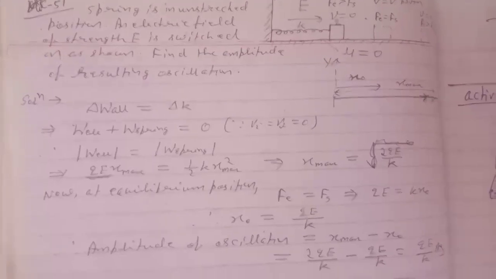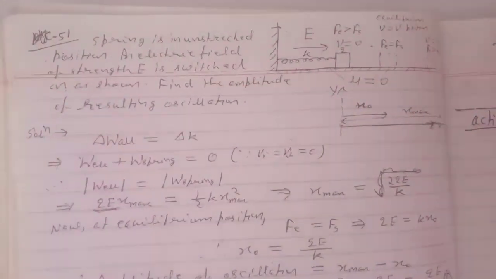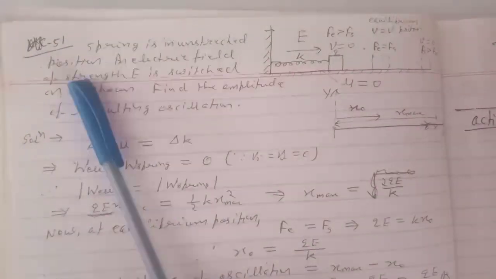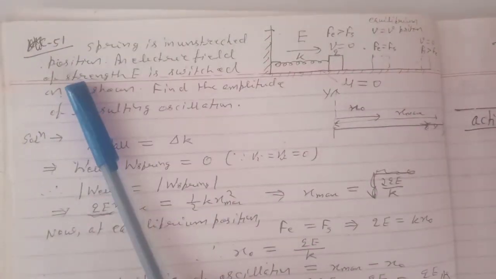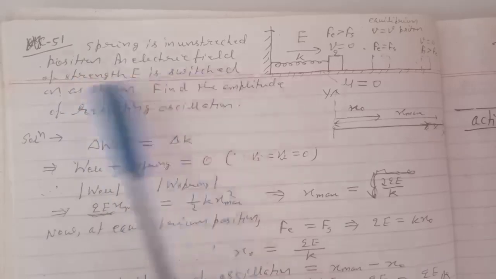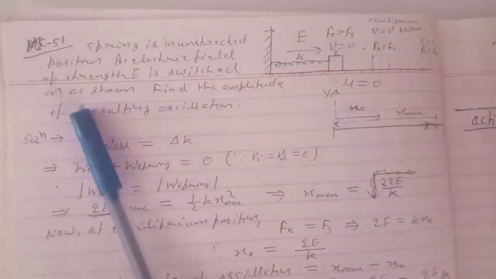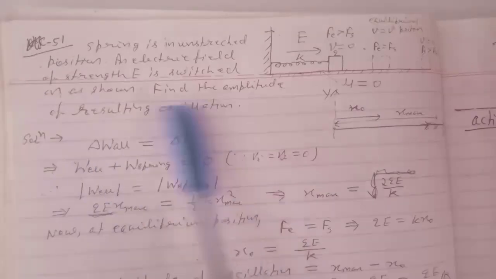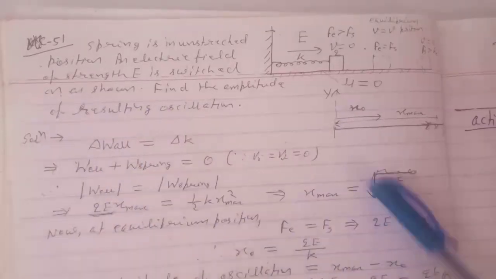Next question. A spring is in an unstretched position, and an electric field of strength E is switched on as shown. Find the amplitude of the resulting oscillation.